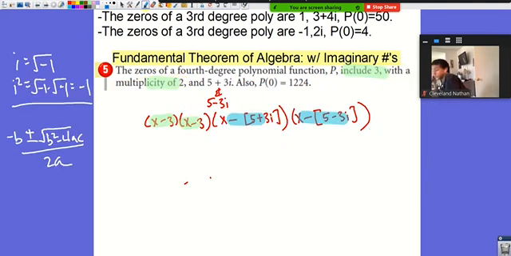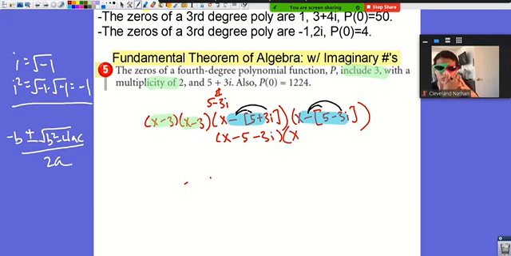First of all, I'm going to distribute this minus sign, and what I'm going to get is x minus 5 minus 3i and x minus 5 plus 3i. Now watch this. This is the quote unquote challenging part. After you get through this step, which I'll be done in 2 minutes, everything else is the same thing. I'm going to distribute this.